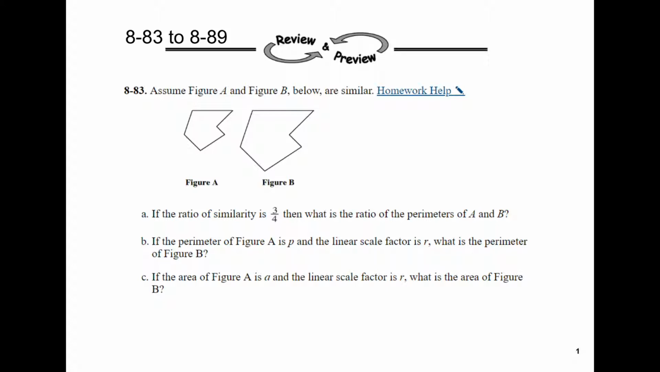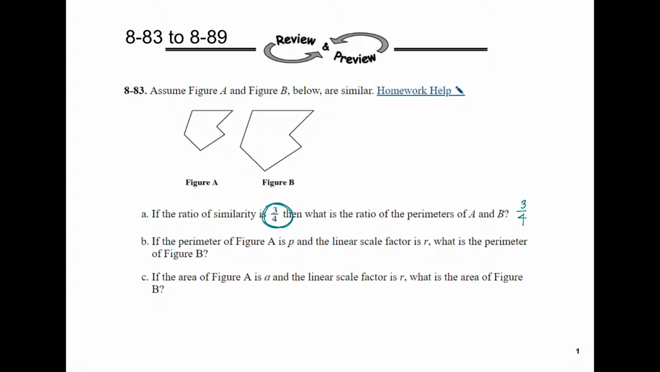8-83 says, assume figure A and figure B below are similar. Question A says, if the ratio of similarity is 3/4, then what is the ratio of the perimeter of A to B? So the ratio would be, for perimeter, 3/4 as well, because perimeter is a one-dimensional thing.